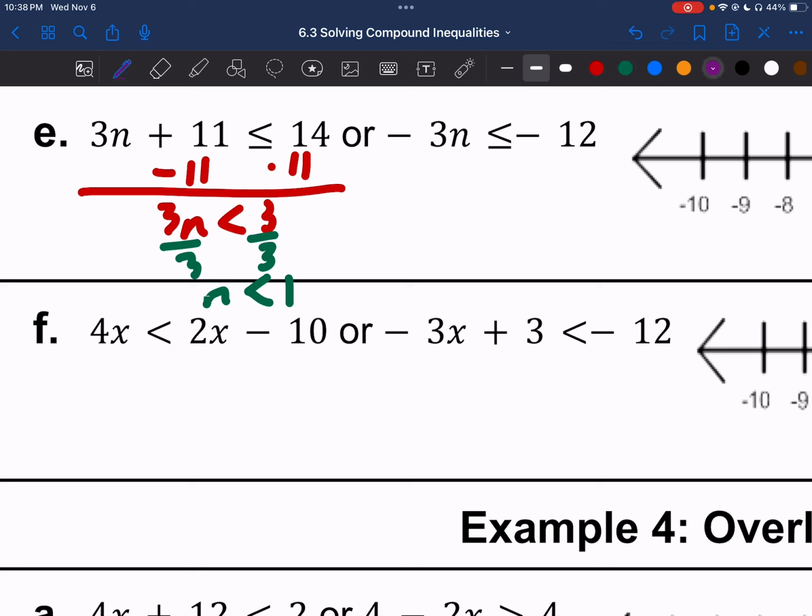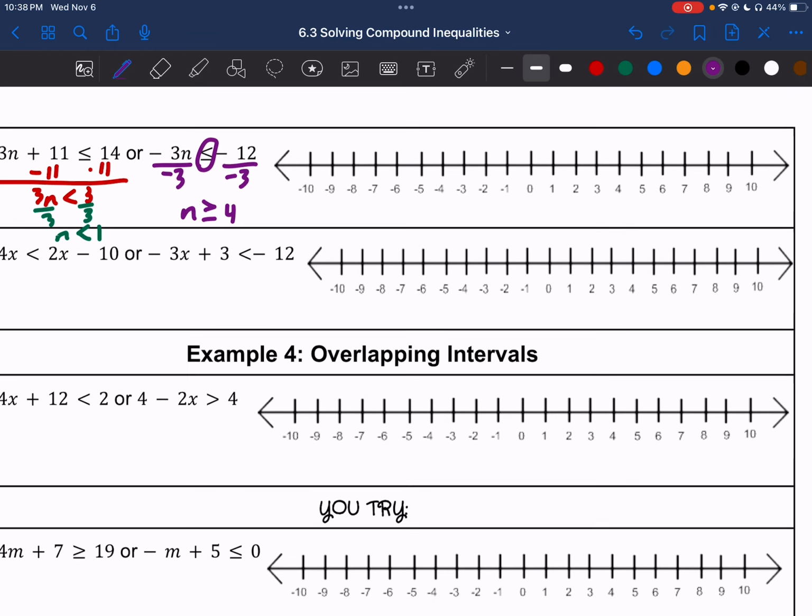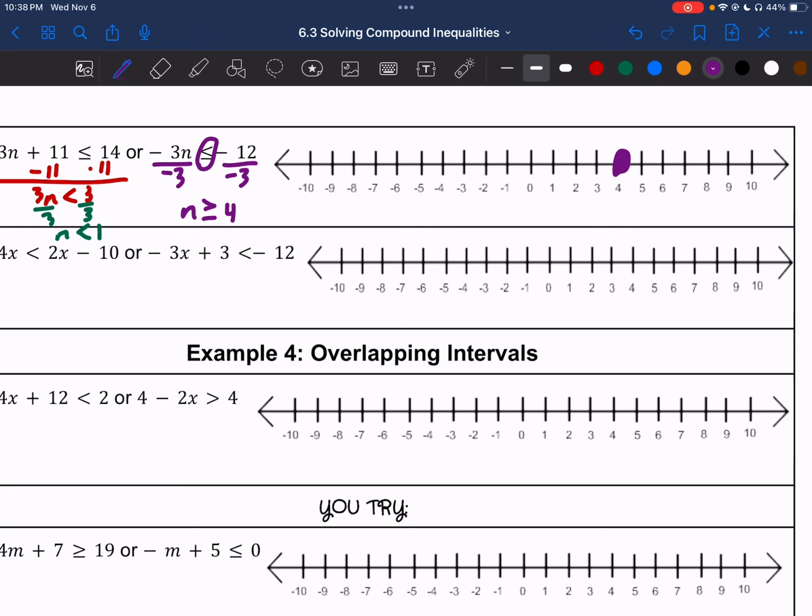Now, on the right side, we have negative 3n is less than or equal to negative 12. So we divide by negative 3. We get that n is going to be greater than or equal to 4. So we have a closed dot at 4. And we are shading to the right because n is greater than or equal to 4. And our second one, n is less than or equal to 1, so it's a closed dot at 1, and we're shading to the left.